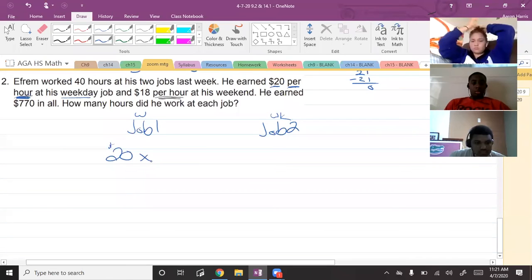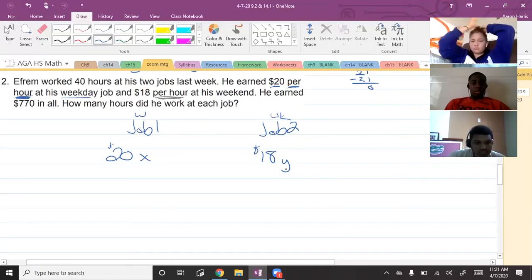I don't know how many hours he works on his weekday job. And then it's $18 for his weekend job, and we need to multiply it by some hours. Now, the reason why I didn't put X again is because what he works on the weekdays versus what he works on the weekend are totally 2 different things. So we can't automatically just put X and X, but they're both unknown. We do not know how many hours he worked during the weekday or during the weekend.